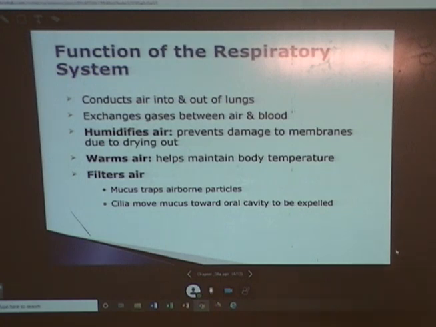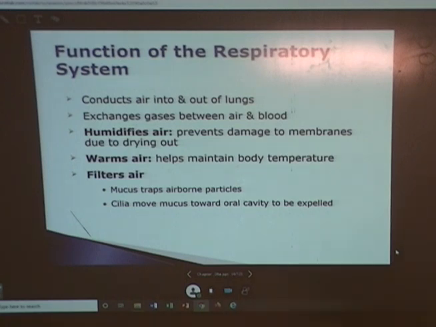So the respiratory system has several functions. It's got to obviously get air in and out, and a big one is this exchange of gases between the air and the blood. So we're going to take oxygen in from the air to the bloodstream, and then we're looking to dump carbon dioxide out of the bloodstream into the air in the lungs and breathe that out.